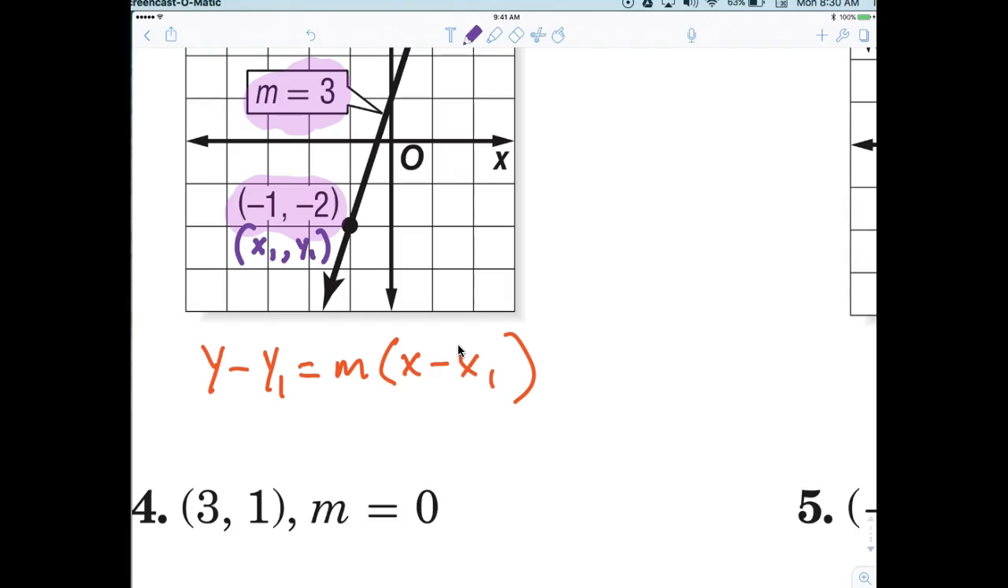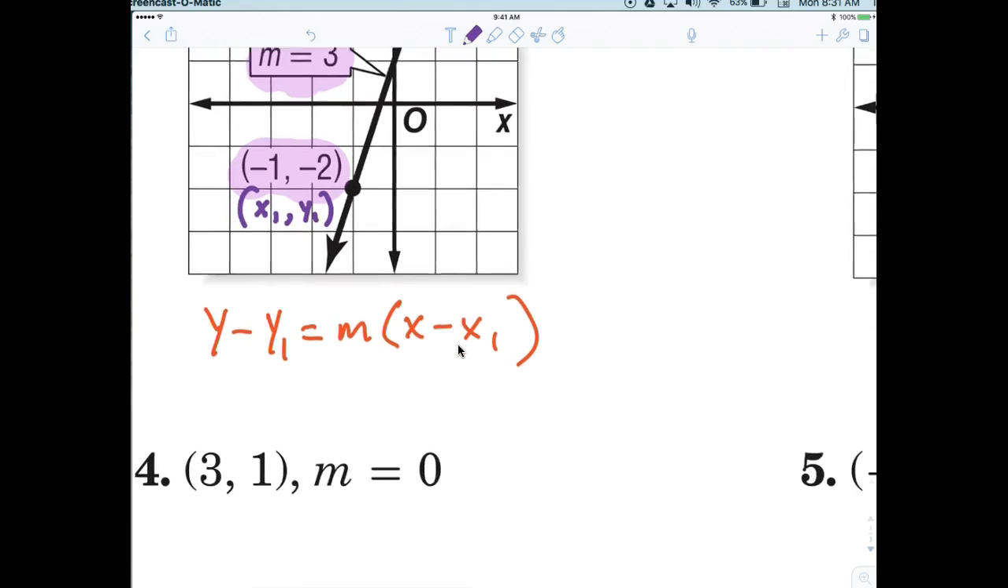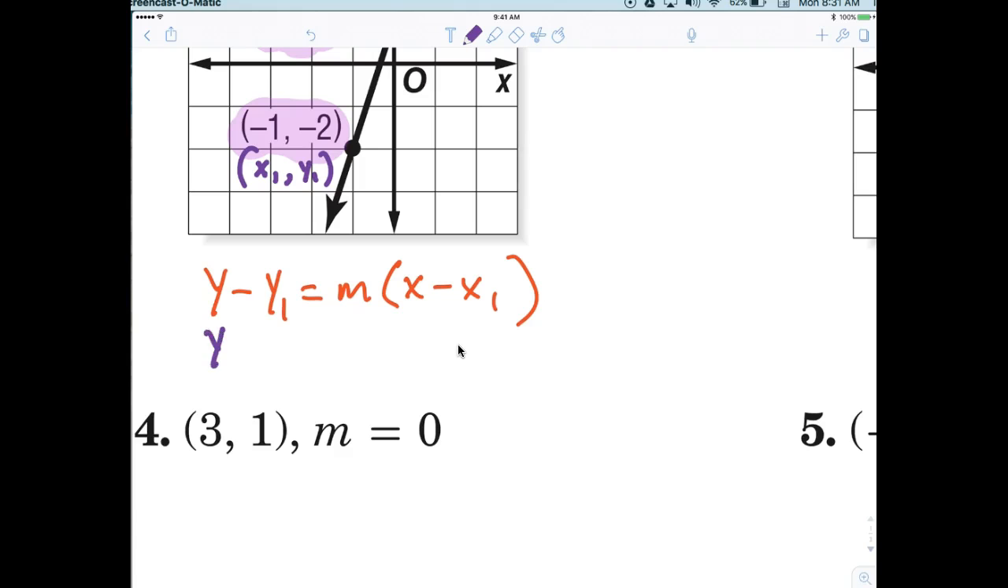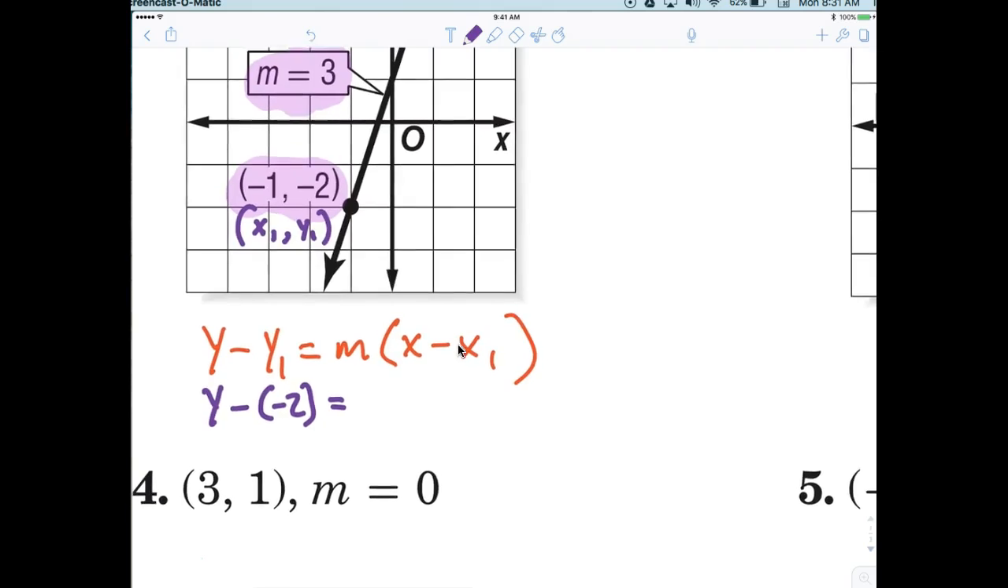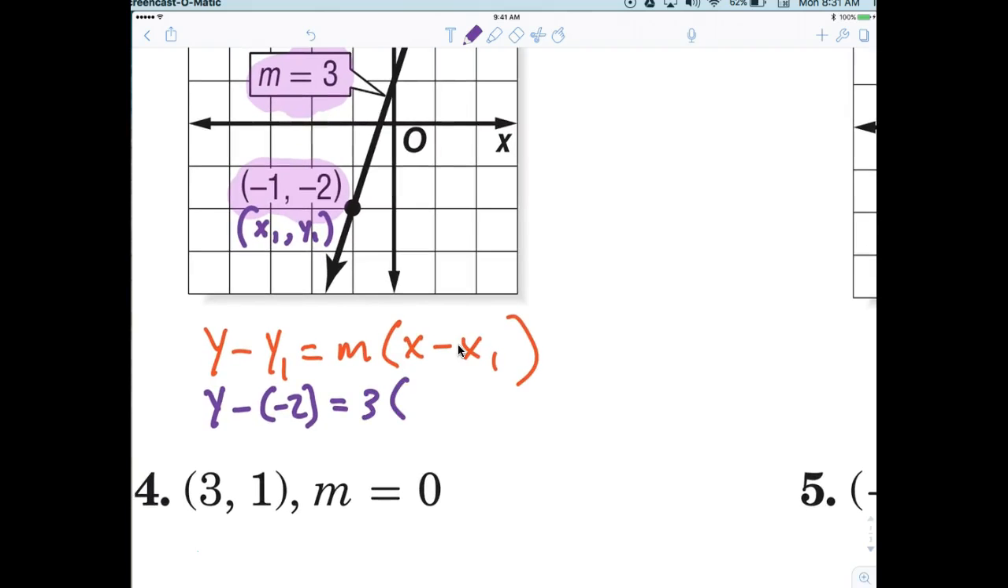Now look, please pay attention because you're going to say that's it, and I'm going to say yes. And I'm going to say, I don't understand why kids can't do that. I have no idea. So you make a note to yourself, this is simple. Now watch the answer. y minus -2 equals 3 times x minus negative 1.